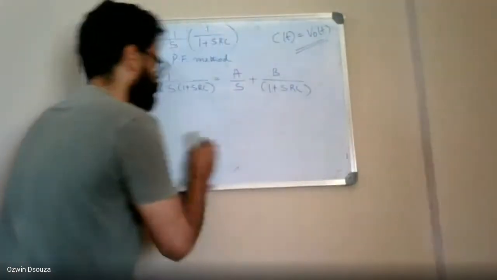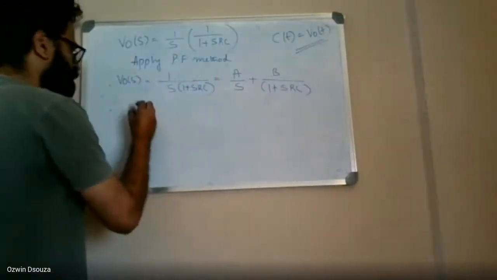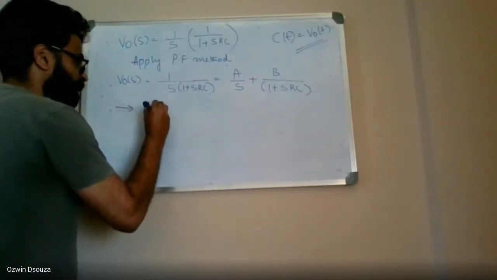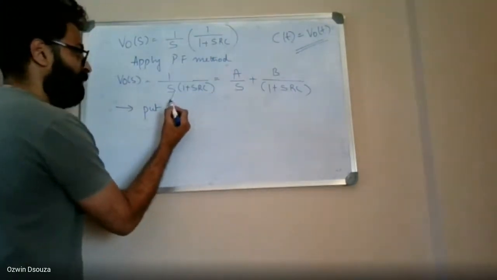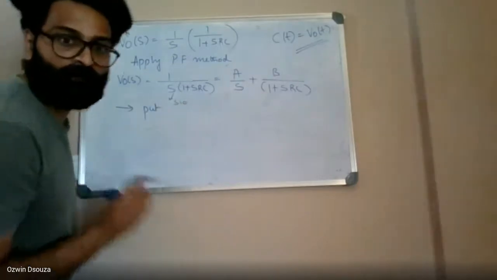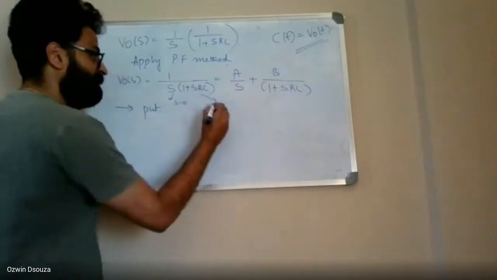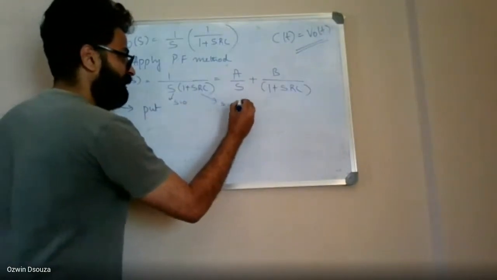Now you determine the coefficients A and B. To determine the coefficients A and B, what you can do is, there are two factors, right? You equate the first term to zero, you would get S is equal to zero. And then you equate the second term to zero, so you would get S is equal to minus 1 by RC.